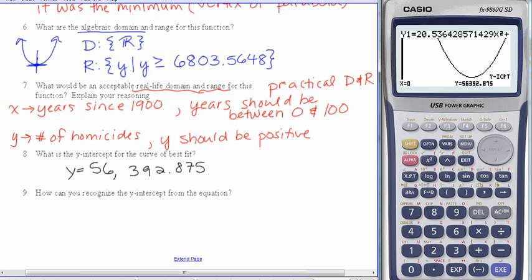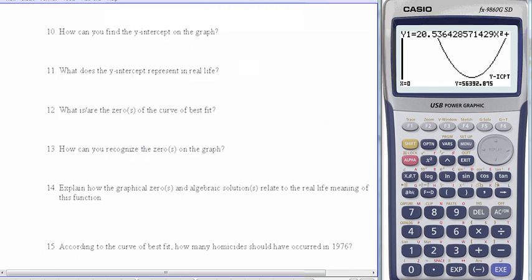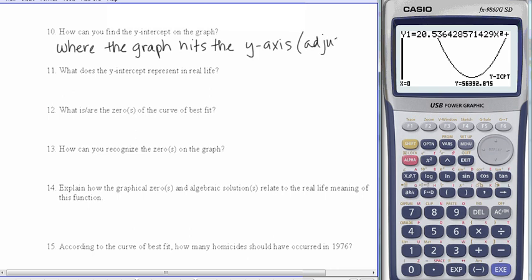Number 9 says, how can you recognize the Y-intercept from the equation? It is the constant on the end, or what we called C in standard form. If we turn over the page, it says, how can you find the Y-intercept on the graph? That would be where the graph hits the Y-axis. Again, we had to adjust our view window.